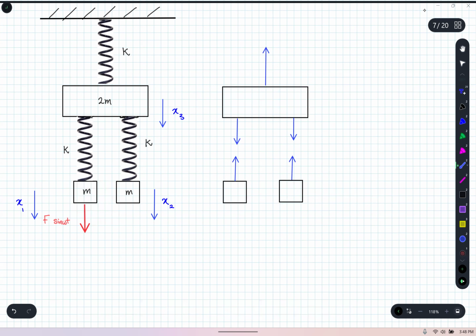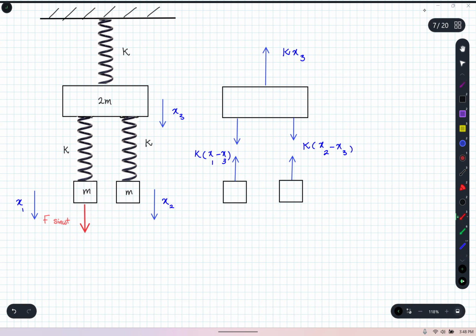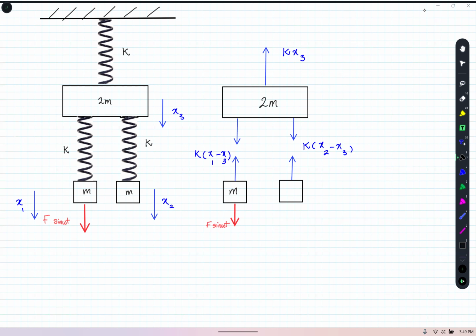So we don't worry about the weight. So that one is kx3. The spring over here is k(x2 minus x3). And the one here is going to be k(x1 minus x3). Right? And of course, I have the external load there as it is, F sine omega t. The mass here is 2m, and each of them are m.